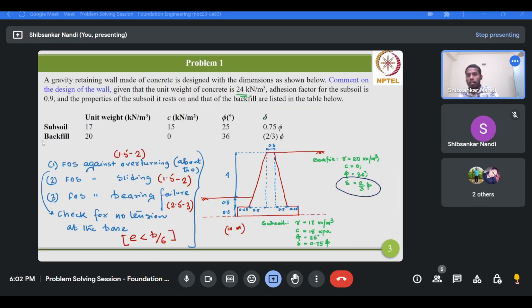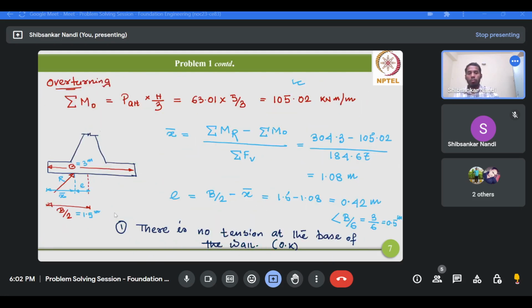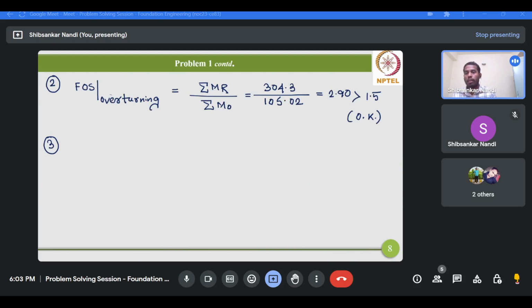So we have basically summarized at the beginning of this problem all the conditions that we need to check: factor of safety against overturning, factor of safety against sliding, factor of safety against bearing failure, and check for no tension condition at the base. Okay. So in this way we have checked two conditions, the condition for no tension at the base and the condition for factor of safety against overturning, which is found to be greater than 1.5. Now we'll calculate factor of safety against sliding.